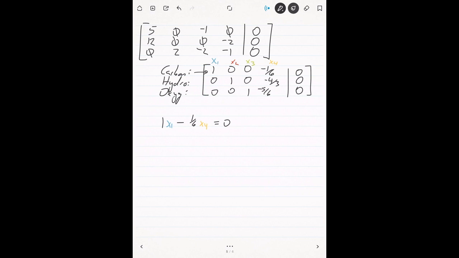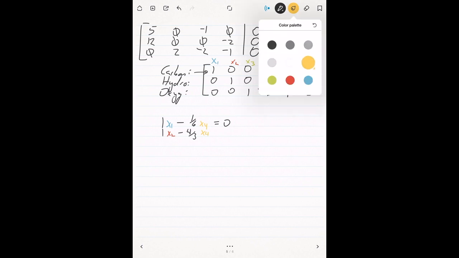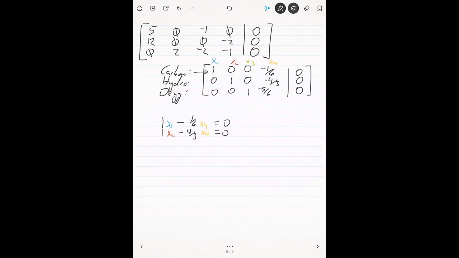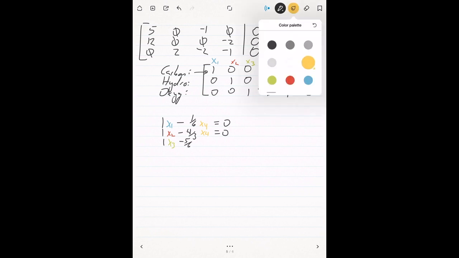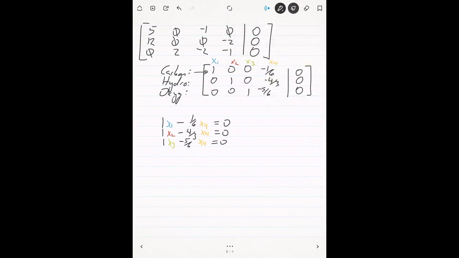Then, let's keep going. For the second one, you have 1x2, and then you have a negative 4/3 x4. And that's equal to 0. And then the third one, you have 1x3, and you're going to subtract away whatever 5/6 of x4 is. And that's going to give you 0.